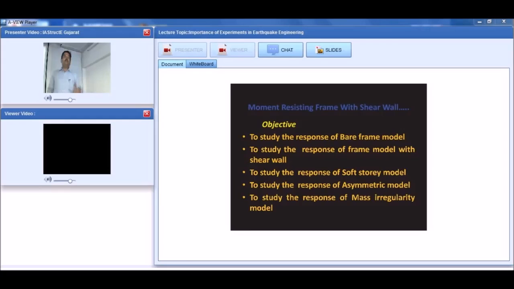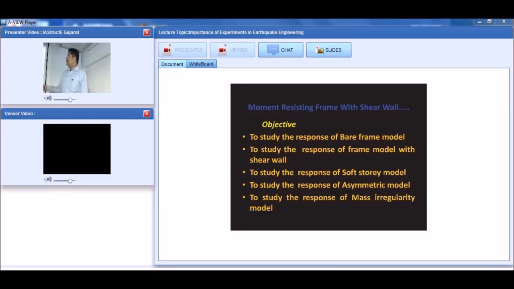And what do we want to study? We want to study the behavior of a bare frame model. Right? Bare frame model means what? Without shear wall, only with the columns. Model with the columns only. Then we put a shear wall. Then we test a model with a shear wall. So the shear wall is provided from the ground story to the top. And then to study the response of the soft story model, to study the response of the asymmetric model, to study the response of the mass irregularity. This is what we want to study.